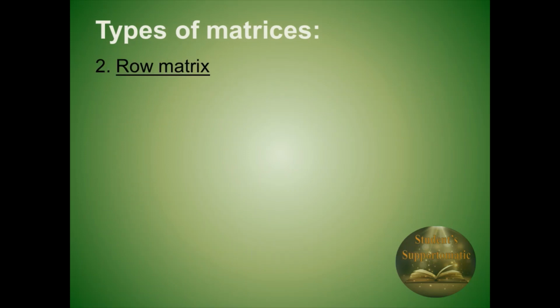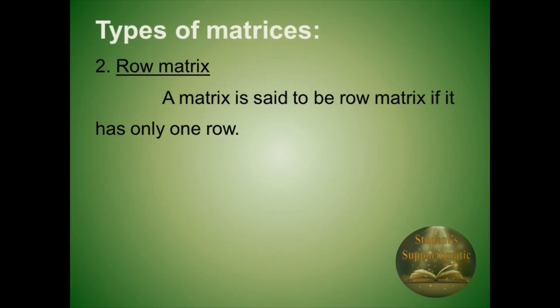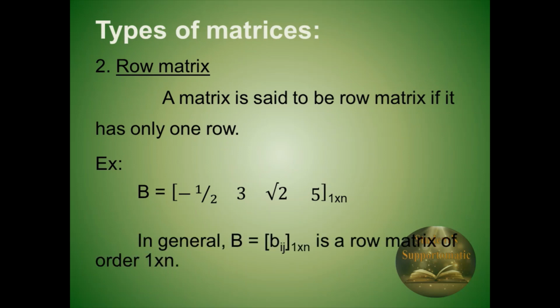The second type is a row matrix. A matrix is said to be a row matrix if it has only one row. For example, here: minus 1 by 2, 3, root 2 and 5. This is a 1 by n matrix. It means it has only one row and any number of columns, n columns. So in general B is equal to bij, 1 by n, is a row matrix of order 1 by n.